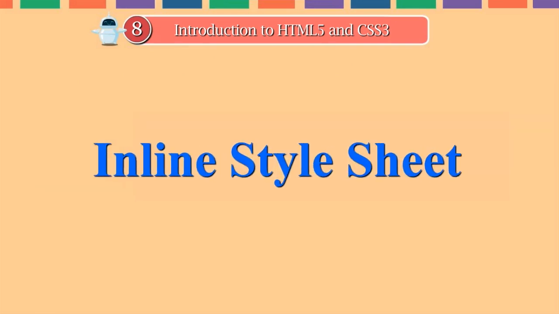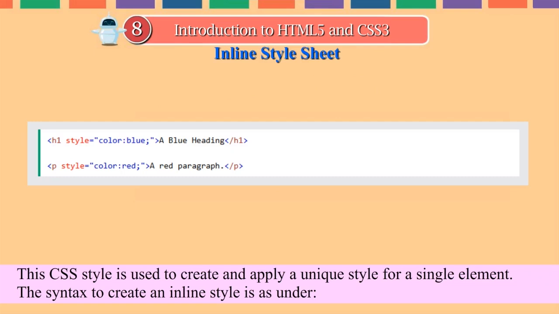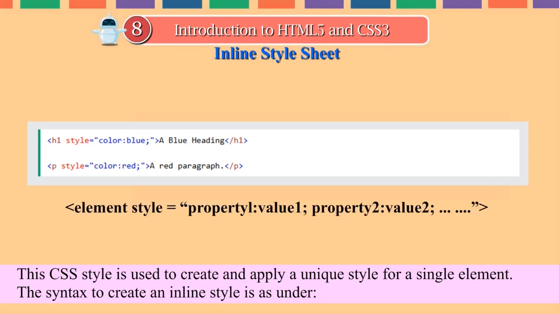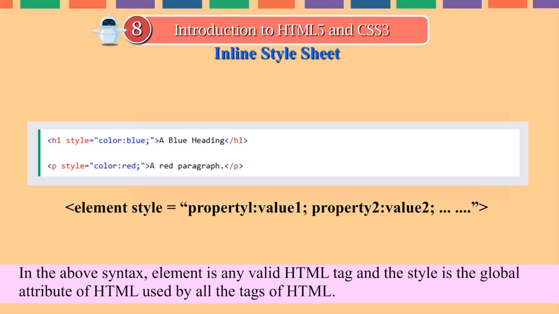Inline style sheet. This CSS style is used to create and apply a unique style for a single element. The syntax to create an inline style is as under: <element style="property1: value1; property2: value2">. In the above syntax, element is any valid HTML tag and style is the global attribute of HTML used by all the tags of HTML.